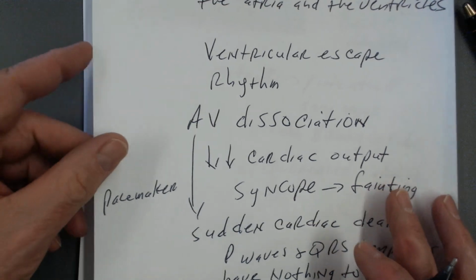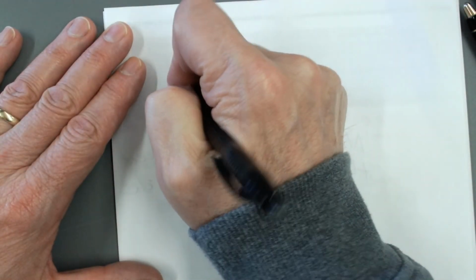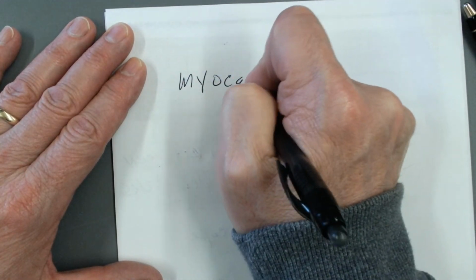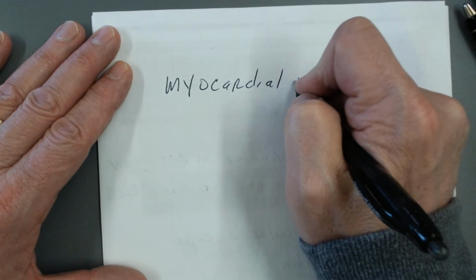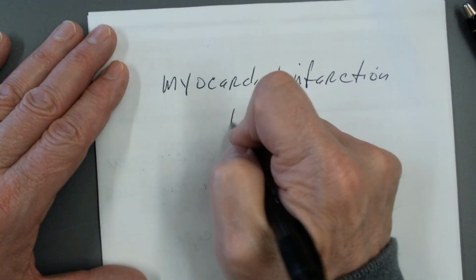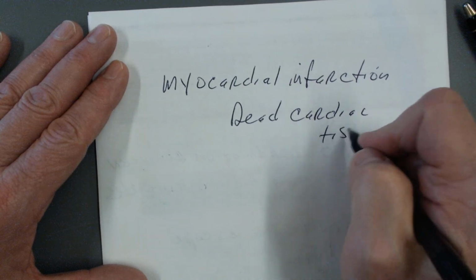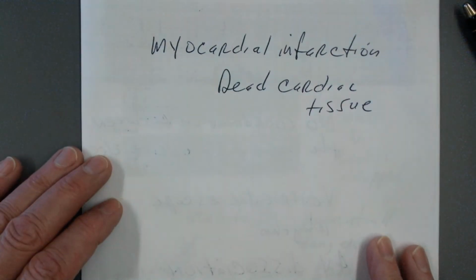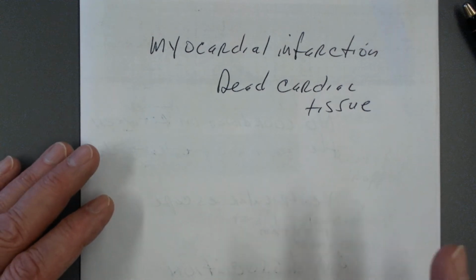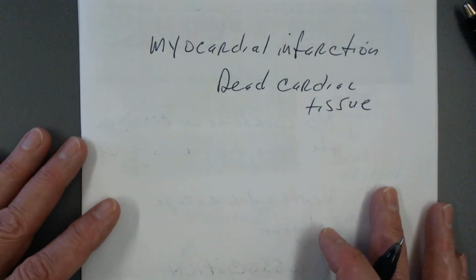So what kind of things can cause an AV block? Well, there are actually several things that can cause an AV block. First of all, of course, a myocardial infarction. In this case, you have dead cardiac tissue. That dead cardiac tissue cannot conduct any sort of electrical impulse to beat.